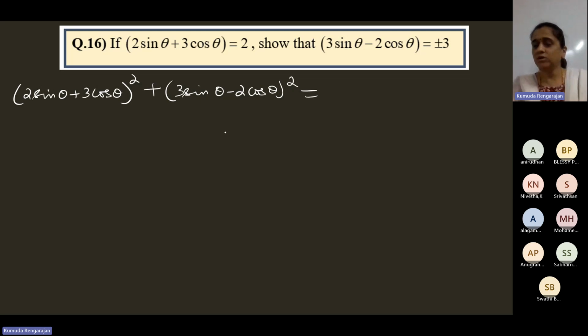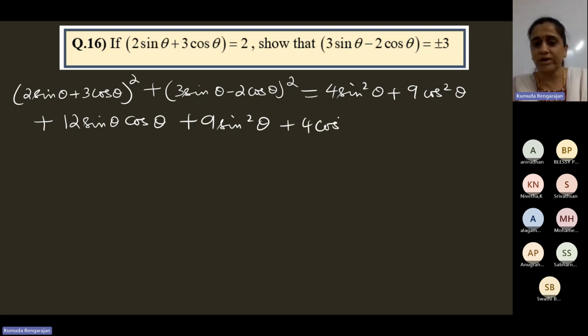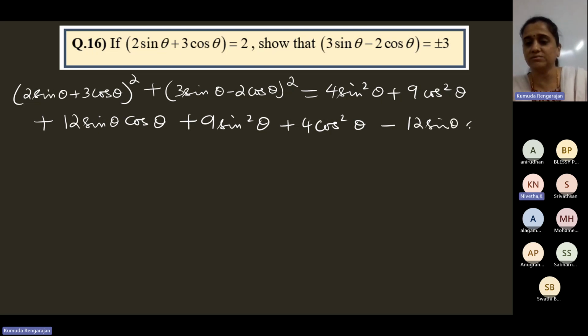Now expand the left hand side using the identity. What is (a plus b) the whole square? a square, so 4 sine square theta, plus b square, so 9 cos square theta, right? Plus 2ab, plus 2 into 2 sine theta into 3 cos theta, so that will be 12 sine theta cos theta. Now the next bracket, (a minus b) the whole square. So it will be 9 sine square theta plus 4 cos square theta minus 2 into 3 into 2, that is 12 sine theta cos theta.